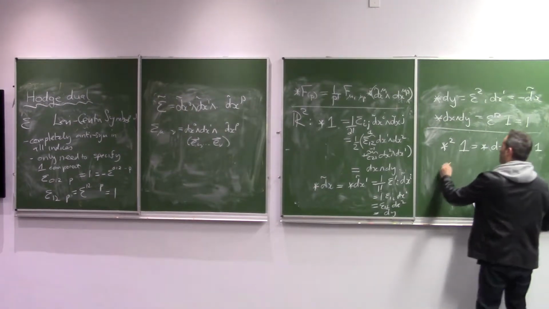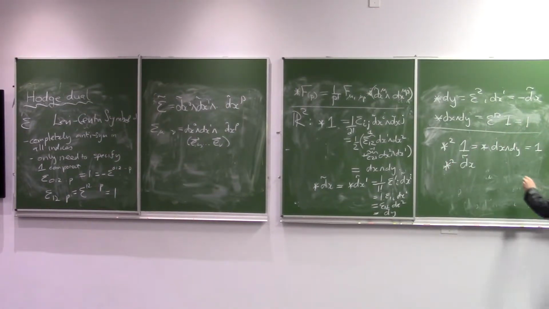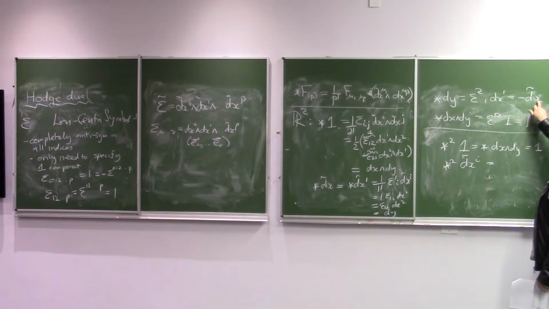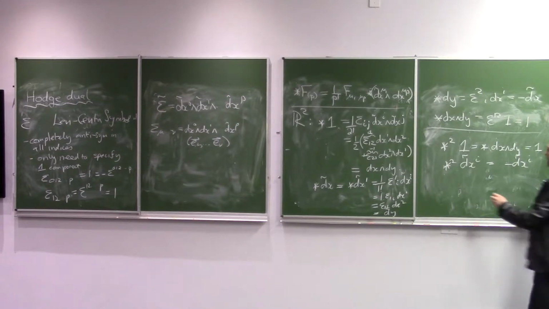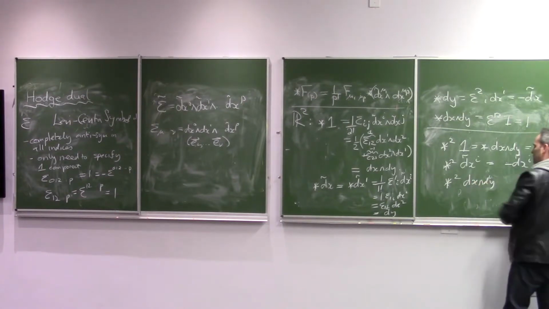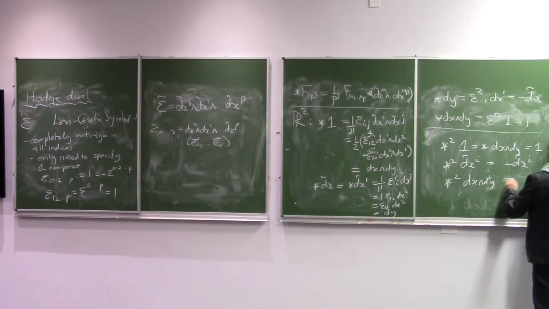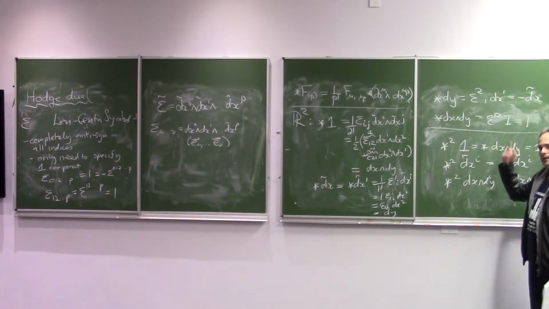On the other hand, you go through the same thing and look at the Hodge dual squared acting on dx. Okay, so when you go from dy to dx, you pick up a minus sign. When you go from dx to dy, you don't pick up a minus sign. So the square of that is equal to minus dx. And finally, the Hodge dual squared acting on the two-dimensional area form gives you the two-dimensional area. Okay, so the Hodge dual squared is either 1 or minus 1.